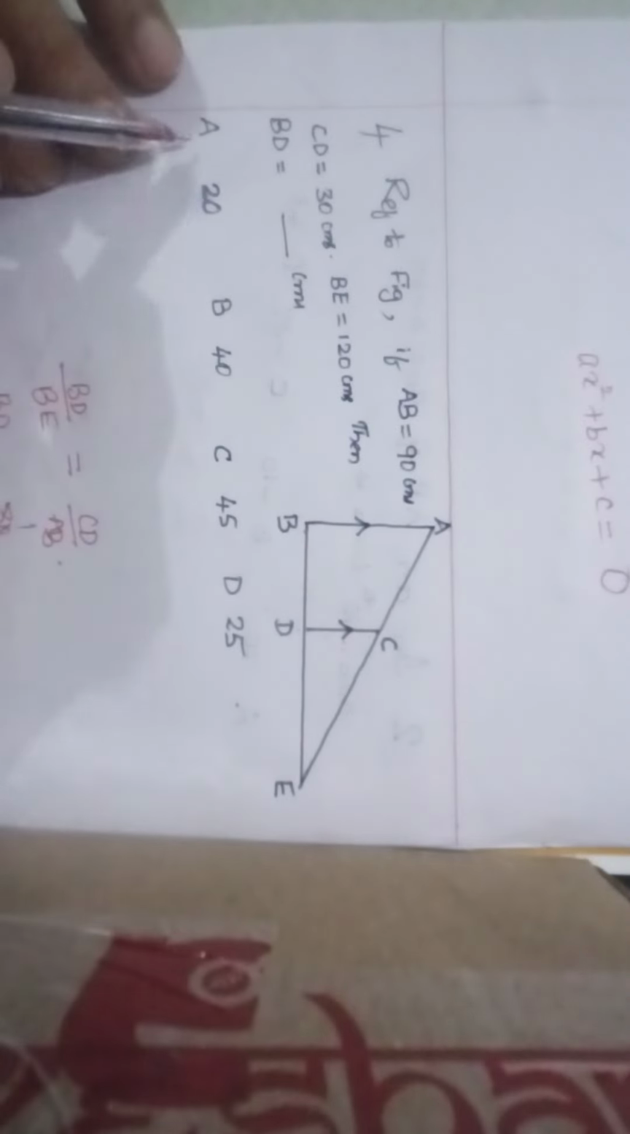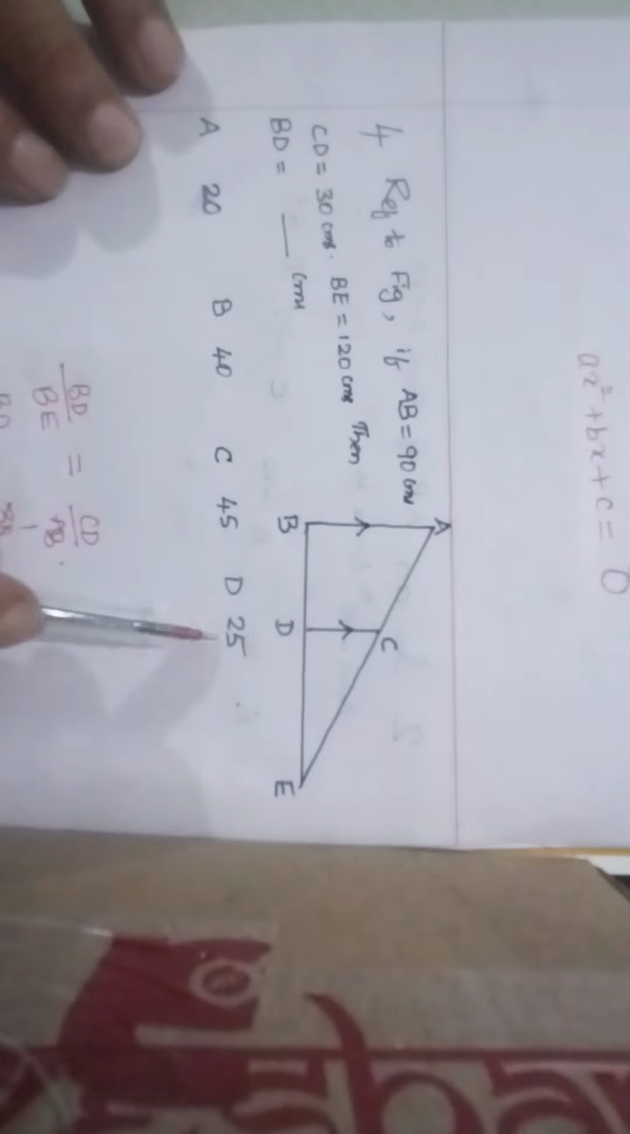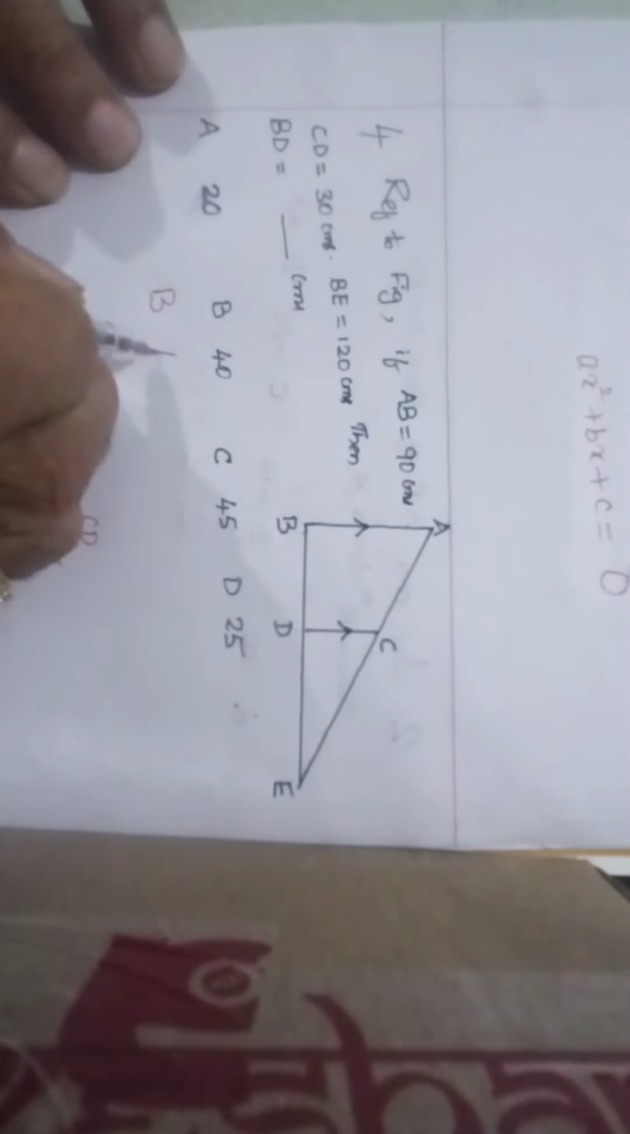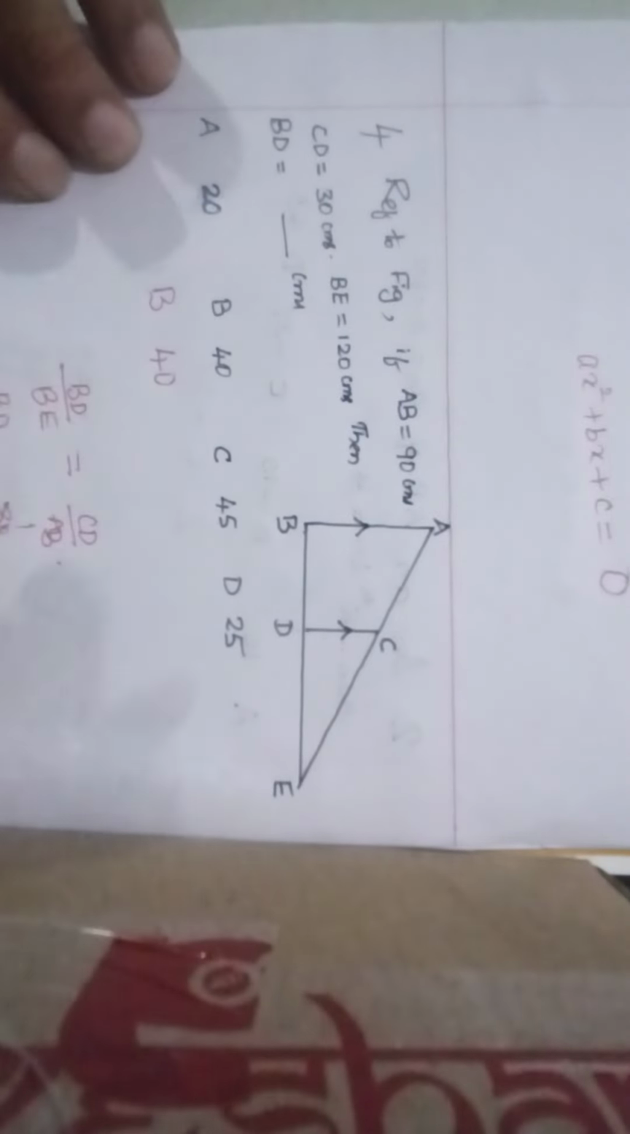The options are A 20, B 40, C 45, D 25. Therefore the option is B, 40 centimeter. You can write, that is fourth question, B 40.